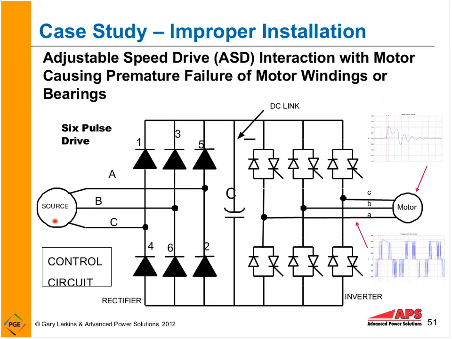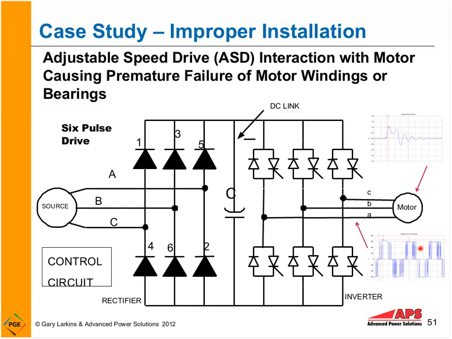Drives. Again, here's a little bit of a case study, an adjustable speed drive. In this case, a 6-pulse drive. We take AC input, we rectify it, we have DC here, and now we take inverters that actually create different variable frequency output here to control the motor.